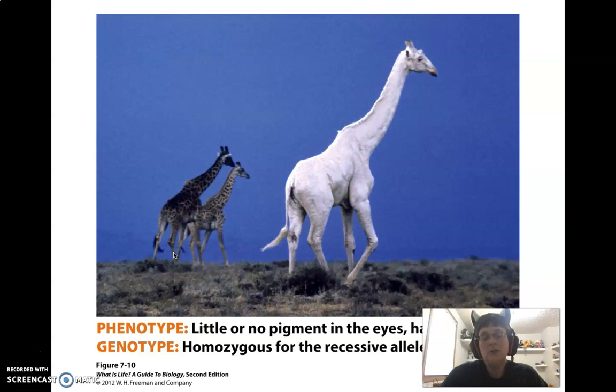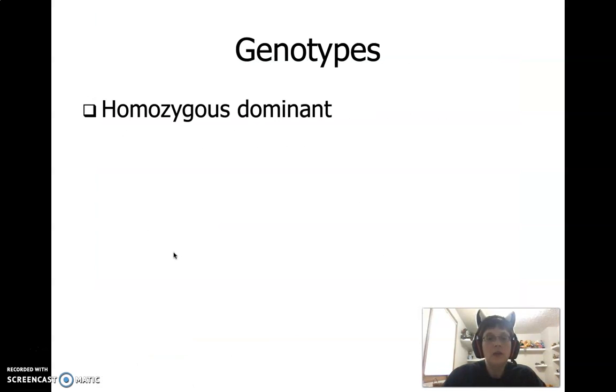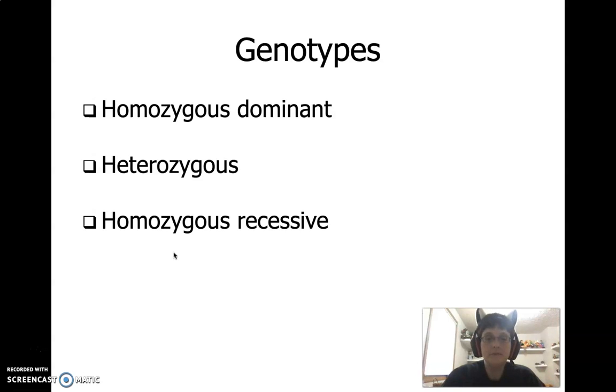We cannot, from observing phenotype, always tell the genotype. We can tell the genotype if you're showing the recessive condition, but we cannot tell your genotype if you are showing the dominant condition, because if you're showing the dominant condition, you can be homozygous dominant or heterozygous if you have the dominant phenotype for whatever trait we're looking at.